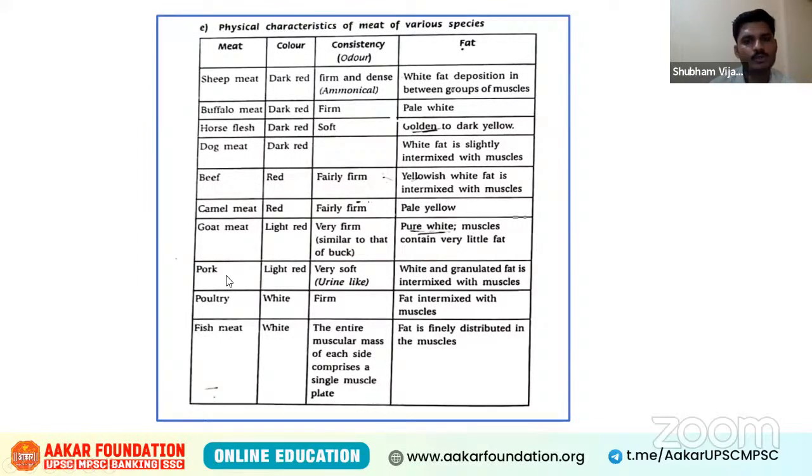Goat meat and pork are both light red, but goat meat is very firm and pork is very soft. Goat has pure white fat, but in pork it's white and granulated fat. In poultry, appearance is whitish and firm, and here also fat is intermixed with the muscles. And the last one is fish. Appearance is the same as that of poultry, white. The entire muscular mass of each side comprises a single muscle plate, and fat is finely distributed in the muscles.